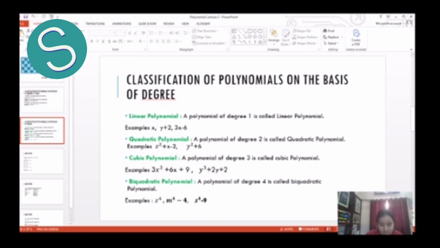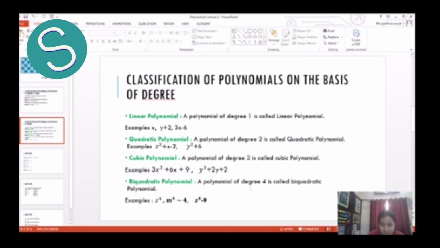Next is cubic polynomial. A polynomial of degree 3 is called cubic polynomial. So 3x cube plus 6x plus 9, and this is a polynomial जिसकी highest power जो है वो 3 है, इसीलिए cubic polynomial. Similarly, y cube plus 2y plus 2, इस polynomial की डिग्री जो है वो 3 है, इसीलिए ये cubic polynomial है. And lastly, biquadratic polynomial.